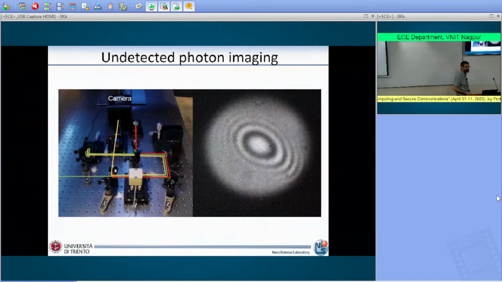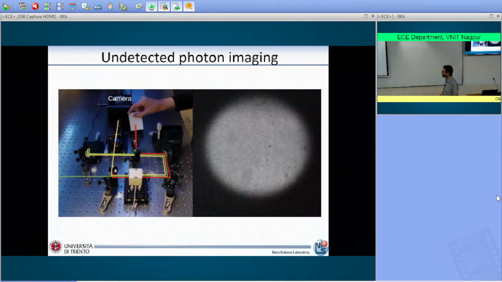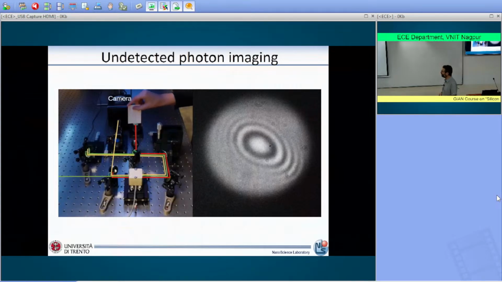And so the technique is called the undetected photon spectroscopy technique. And you see what we are doing. We are inserting a piece of paper in one photon of the pair, maybe it's the idler, I don't remember, and then we are simply looking at what happens as an interference in the signal photon. And you see that we are able to see the object that is moving there, as well as the piece of paper that is moving in the photon that we are not looking at.